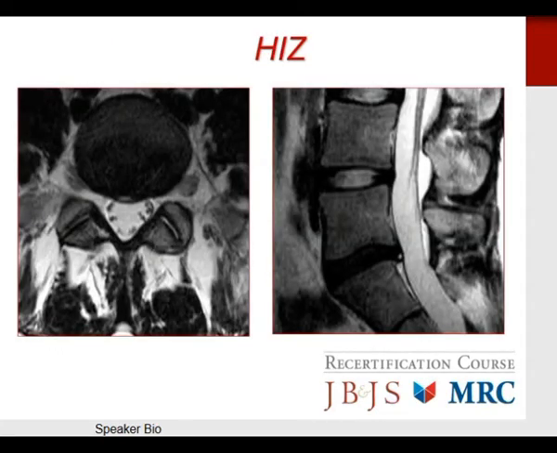This is an MRI, a T2 weighted axial and sagittal image. You can see here this is the high-intensity zone, which is the annular tear, and thought to be fluid within the annulus.